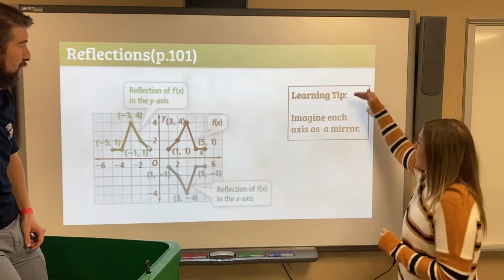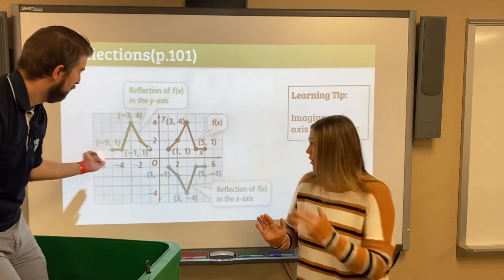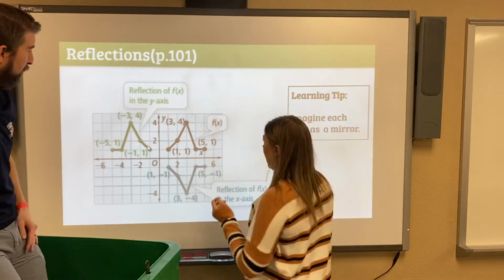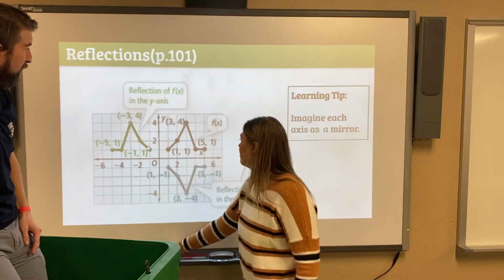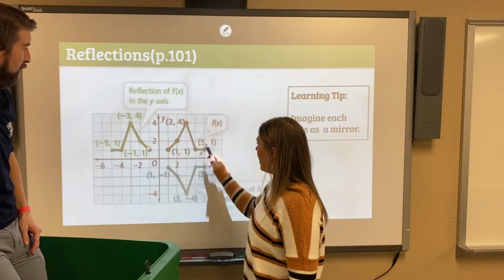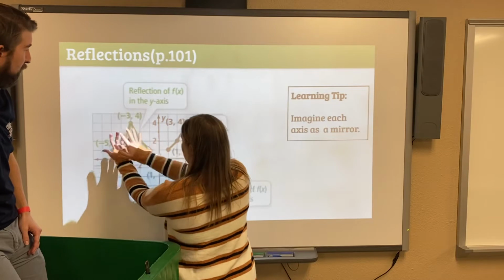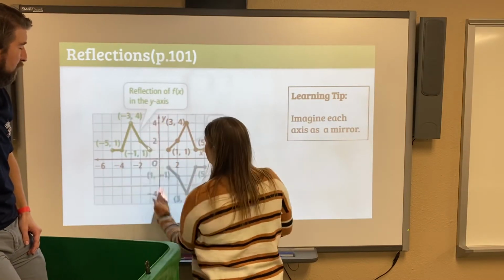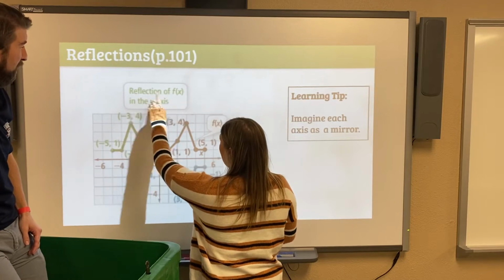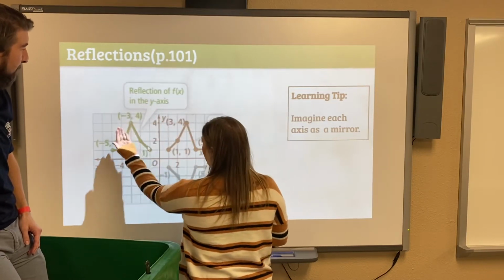A learning tip is to imagine each axis as a mirror, okay? If we have our f of x here, this is our parent function in black. If we take this and it's reflected over here, it's like a mirror over the y-axis. So this is a reflection of f of x over the y-axis, okay?